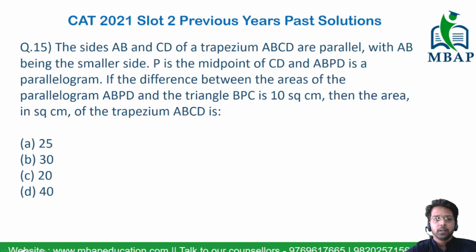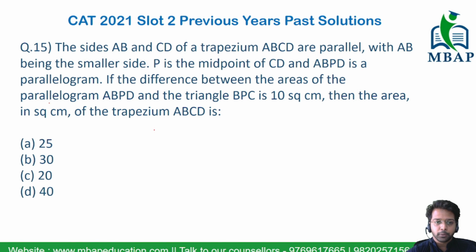The question says, the sides AB and CD of a trapezium ABCD are parallel, with AB being the smaller side. P is the midpoint of CD, and ABPD, which is the part of the trapezium ABCD left over, will be a parallelogram. If the difference between the areas of the parallelogram ABPD and the leftover triangle BPC is 10 square centimeter, the question is to find the area of the entire trapezium ABCD.